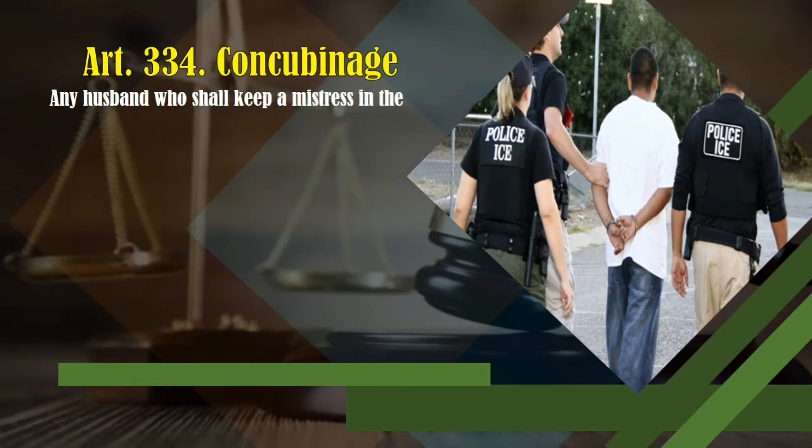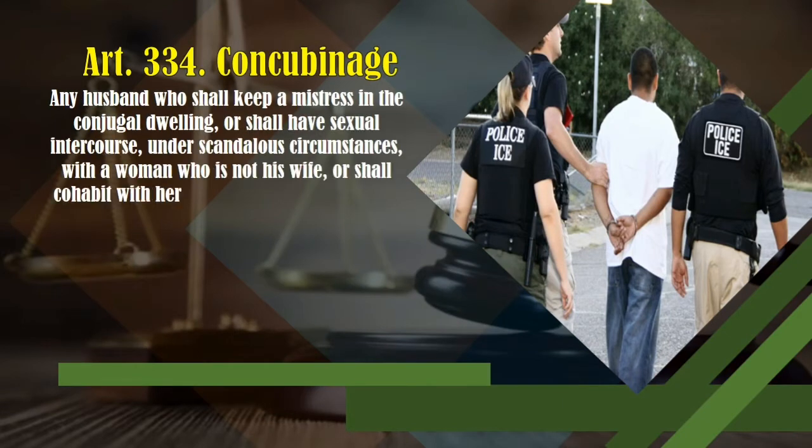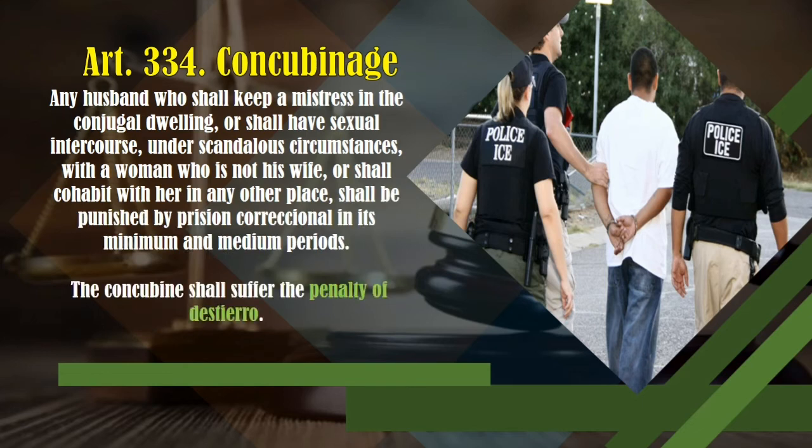Now class, let's continue with Article 334 providing for concubinage. So any husband who shall keep a mistress in the conjugal dwelling, or shall have sexual intercourse under scandalous circumstances with a woman who is not his wife, or shall cohabit with her in any other place, shall be punished by prision correccional in its minimum and medium periods, while the concubine shall suffer the penalty of destierro.